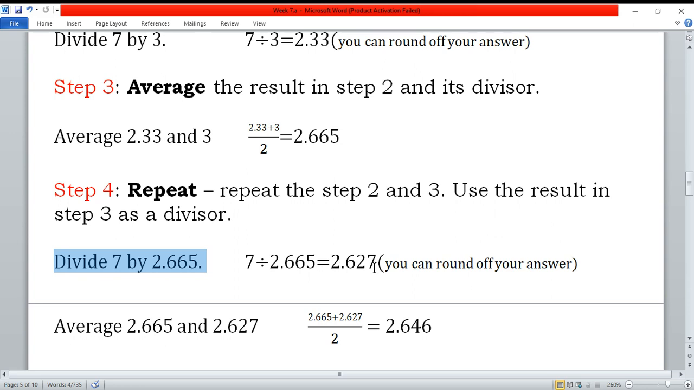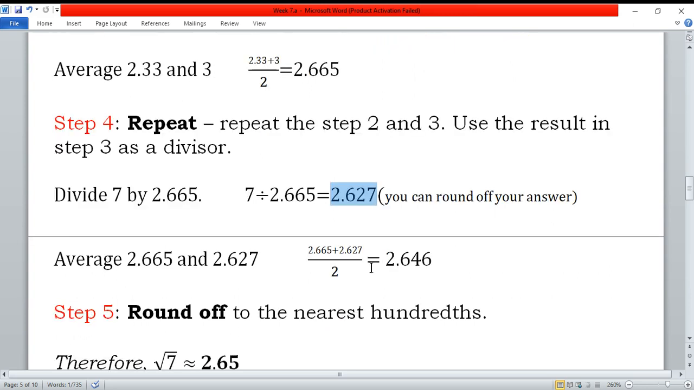7 divided by 2.665 equals 2.627. Ayan. So, dinivide natin to. Ang sagot niya ay 2.627 thousandths. So, pwede rin natin siyang i-round off, to the nearest thousandths. Okay? So, tapos, take the average.